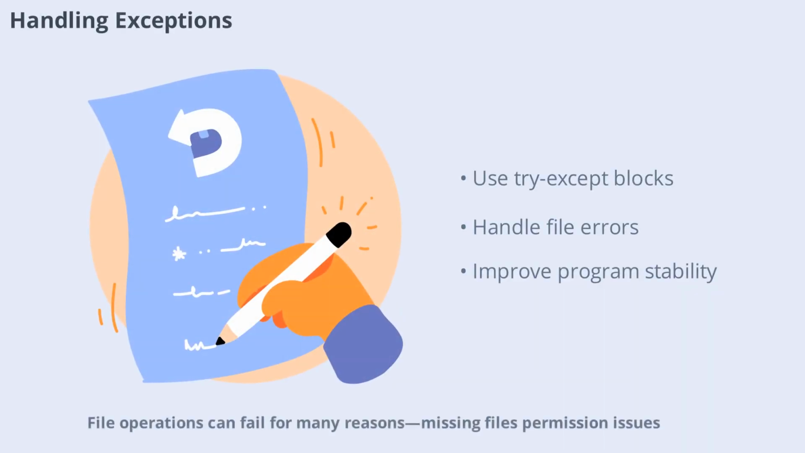File operations can fail for many reasons: missing files, permission issues, or disk errors. Python's try-except blocks let you handle these situations gracefully. By catching exceptions, you can provide helpful error messages or take corrective action, making your programs more robust and user-friendly.